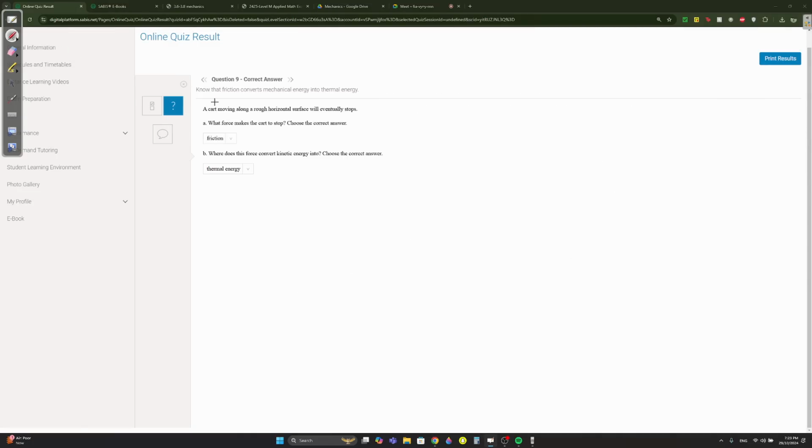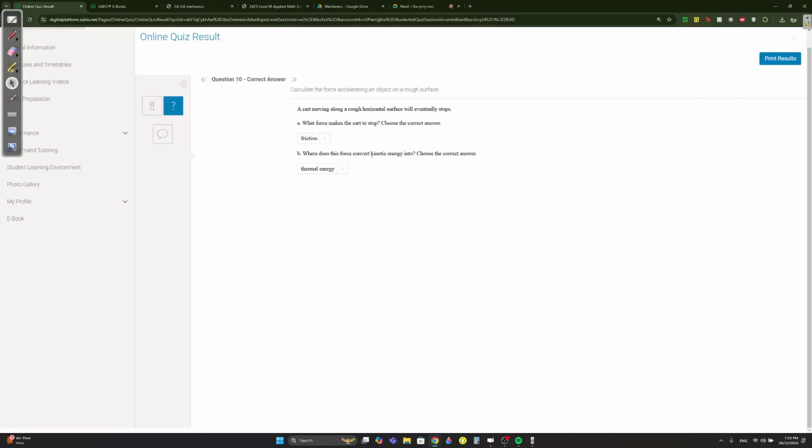Question 9. A cart moving along a rough surface will stop eventually. What force makes it stop? Of course, friction. And what does friction convert the kinetic energy to? Obviously, thermal energy. Guys, this is very easy stuff.